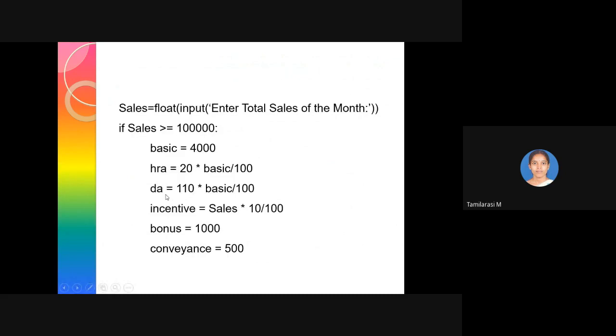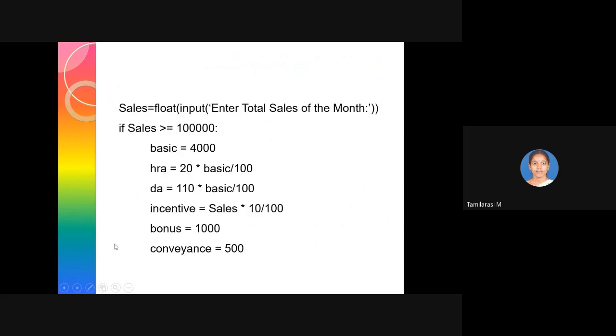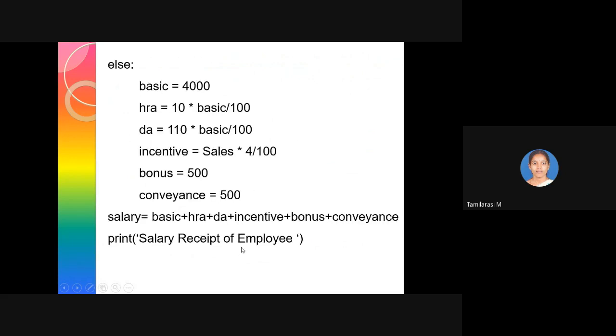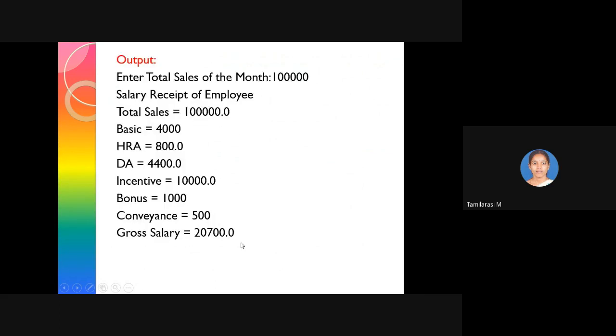Just look at this, the differences in the allowances. If the total sales is lesser than 1 lakh, the bonus will be 500 and the conveyance will be 500. But if the sales is greater than 1 lakh, then the bonus will be 1000 and the conveyance will be 500. Then we are displaying all those things. In this way we can demonstrate the usage of if else.